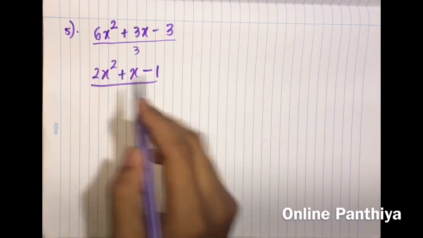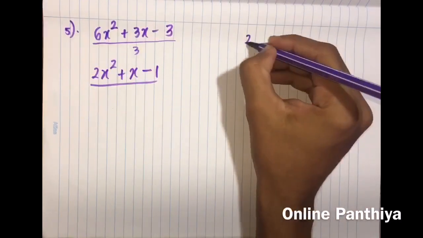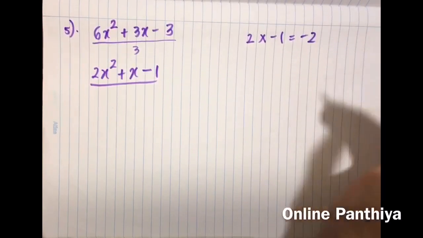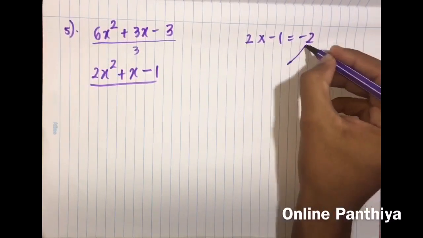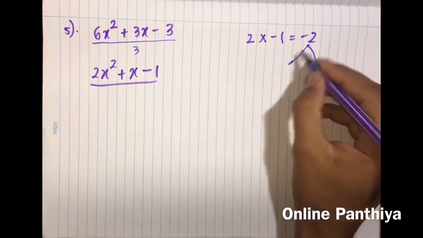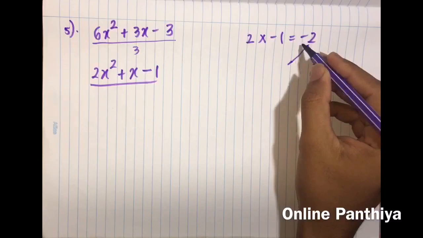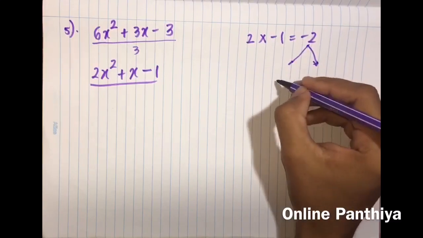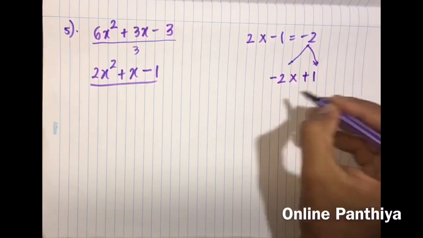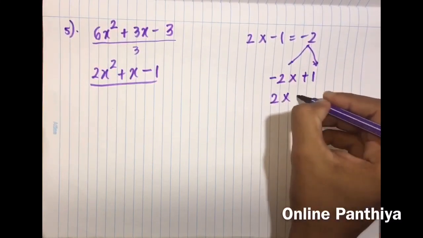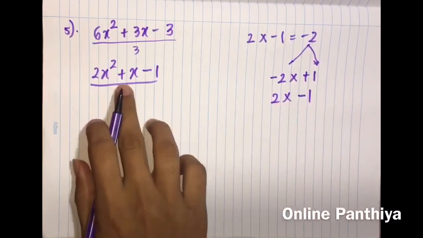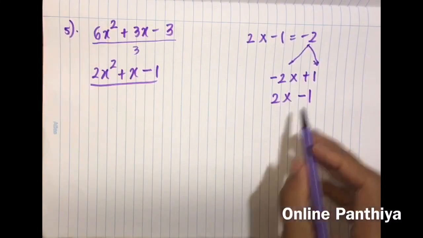Take the coefficient of the x squared term, 2 into the constant, minus 1, that will give you minus 2. Now write all the factors of minus 2. How do you get minus 2? If this is minus, that means one of the terms will be minus and one will be plus. This is the only possible way. Now add both and check whether you are getting plus 1. Where do you get plus 1?